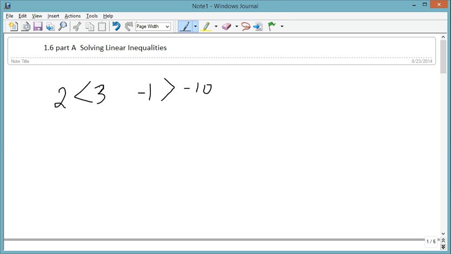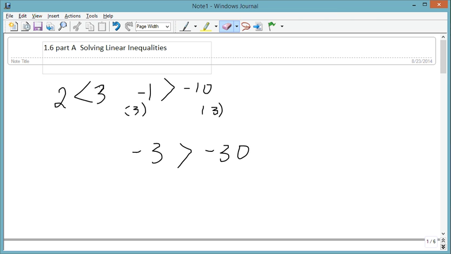I can subtract, that works out fine. I can multiply by a positive number. Let's look at this one over here. If we multiplied by 3 on both sides, I'd have -3 is greater than -30. That's still true. That still works.